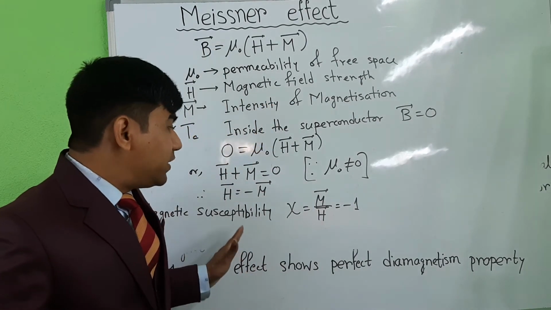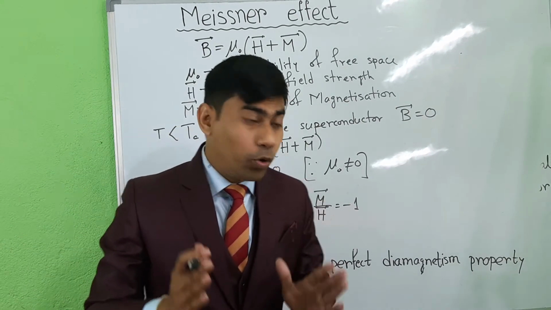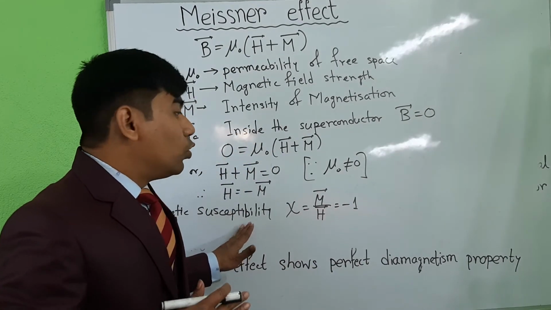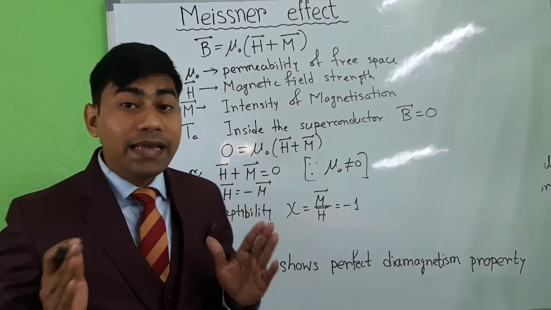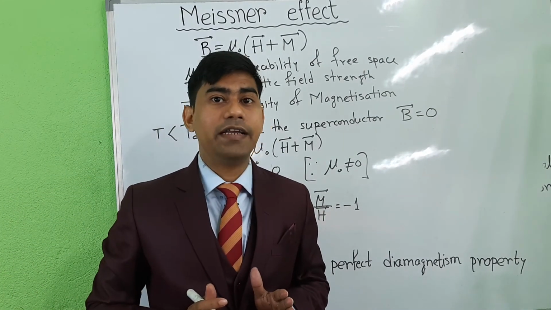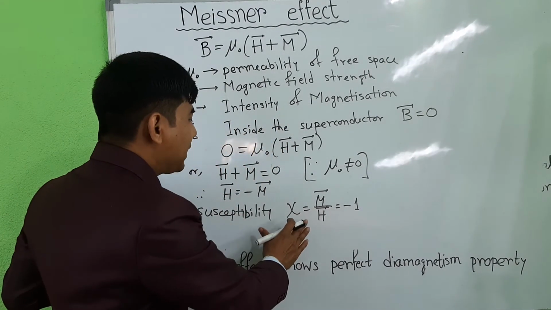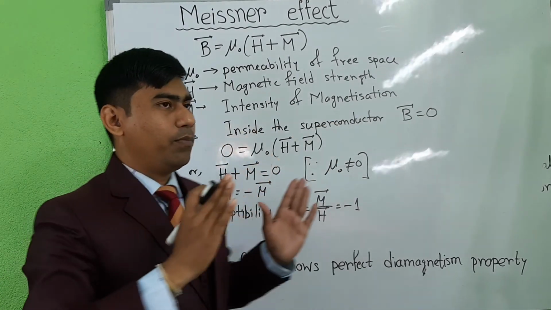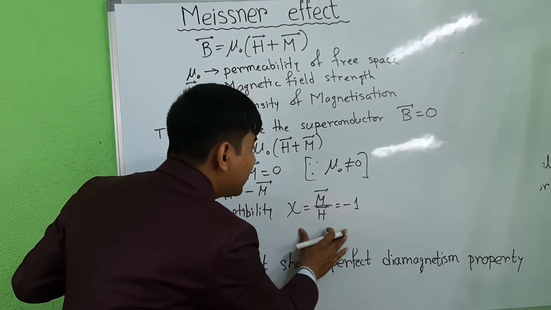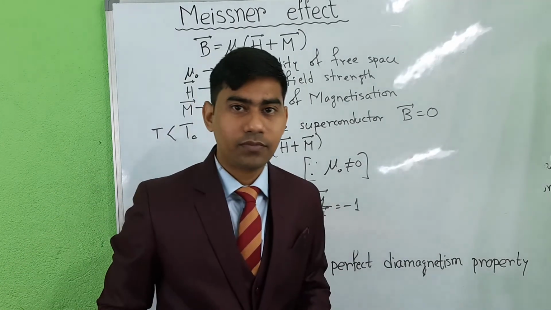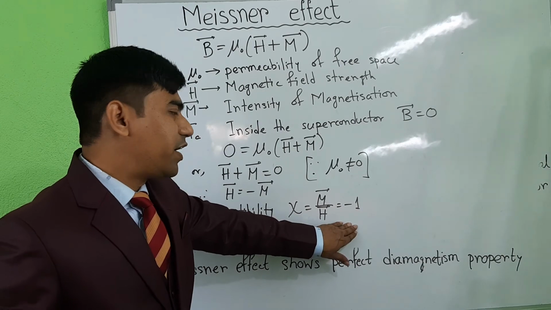Thus we saw that when a superconductor whose temperature is less than critical temperature is placed in an external magnetic field, the magnetic flux is expelled from inside the superconductor and it behaves as a perfect diamagnet. And this is the Meissner effect.